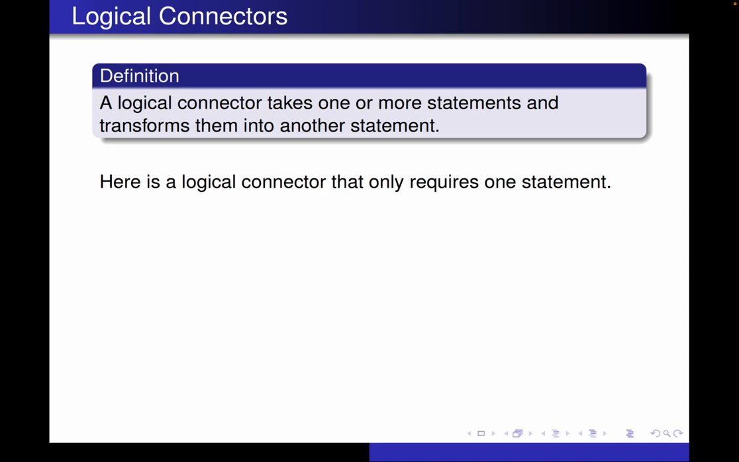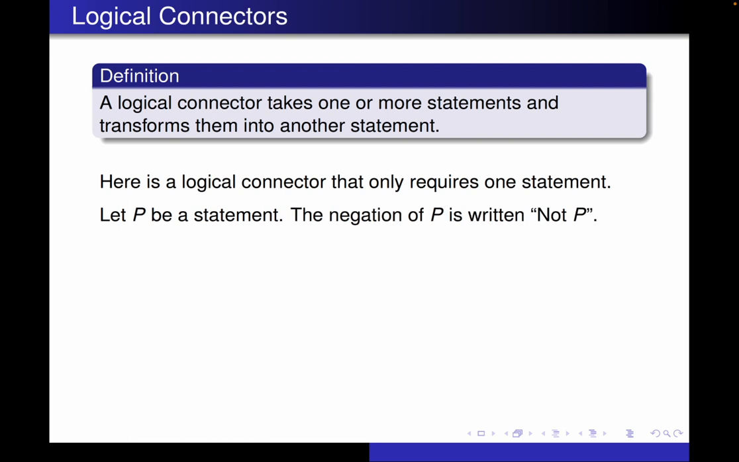Some logical connectors require only one statement. We've seen a couple that require two. This one only requires one. It's called the negation operator. So if P is a statement, just one statement P, the negation of P is written not P. Now this one is just going to flip the truth values of our statement. Not P is going to be true if P is false, and it's going to be false if P is true.